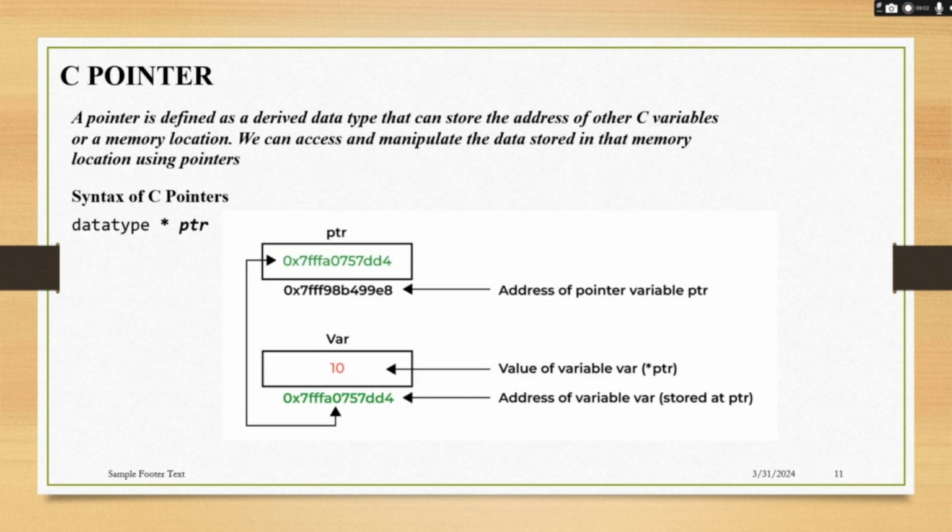So let's move on. Pointers. A pointer is defined as a derived data type that can store the address of other C variables or memory locations. We can access and manipulate the data stored in the memory location using pointers. The syntax for a C pointer is data type, dereference operator, pointer name.